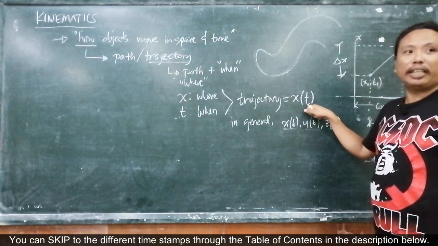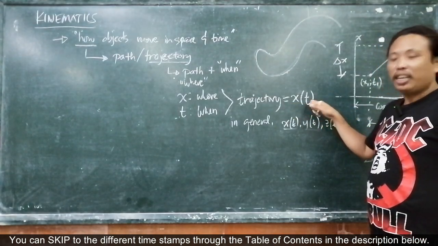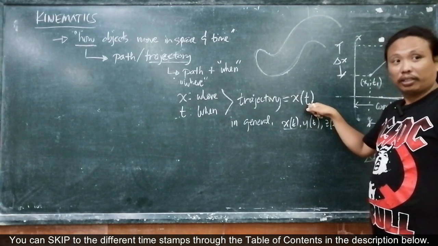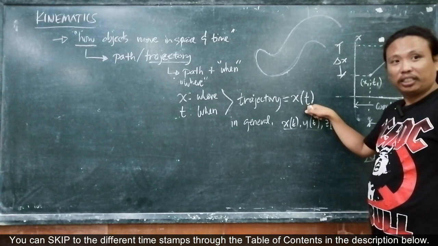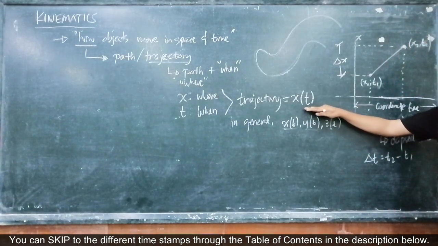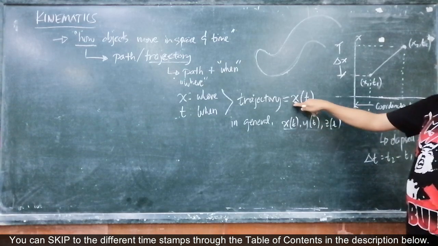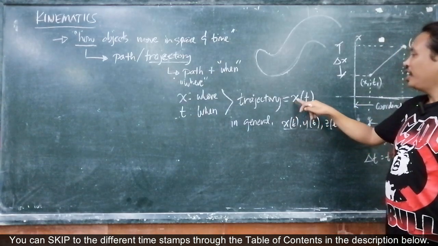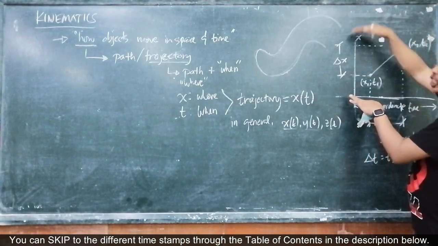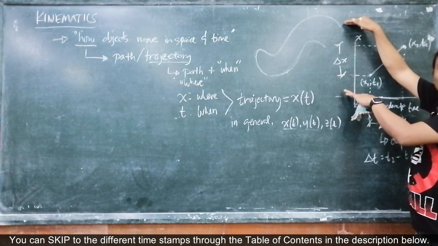This t here, what does this t stand for? Is it the coordinate time or the elapsed time? The t here. No, this is the coordinate time. And this one here is the coordinate space. If this is the coordinate time, then we can think of this as the coordinate space. Right? It's a location.